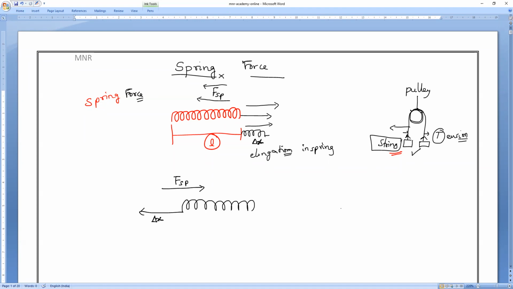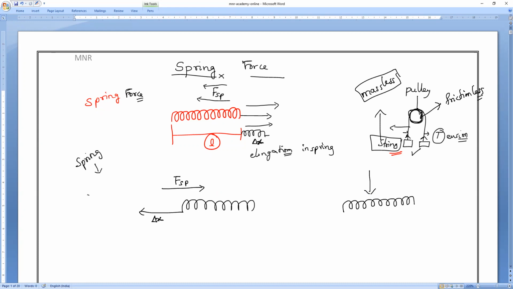Now if I go with compression, for example, this is the original length of the spring. Keep in mind, according to class 11th, as we considered string before, the string, including the pulley and string, we used to consider as what? Massless. I remember, everybody. And the pulley we used to consider as frictionless also. So the string is massless, and in the same way, according to class 11th, the spring is also considered as what? Spring is also considered massless.